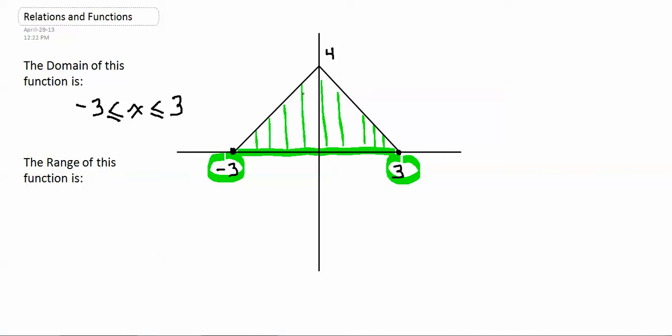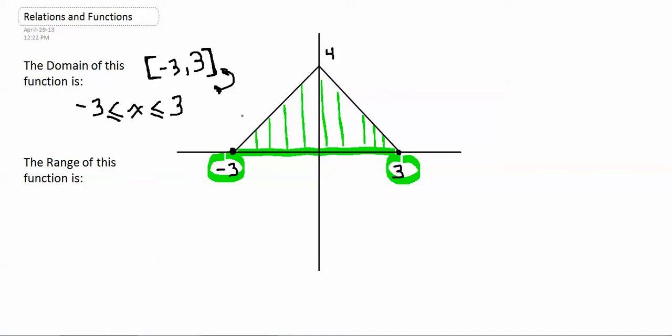Another way that we can write this is using bracket notation. We use square brackets when we have a closed dot point. So this is square bracket -3, 3, square bracket closed. These two notations mean the exact same thing. Both are saying that all the x values permitted are between and inclusive of -3 and +3.